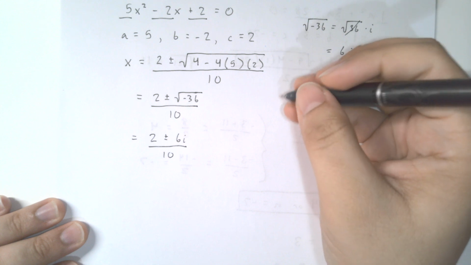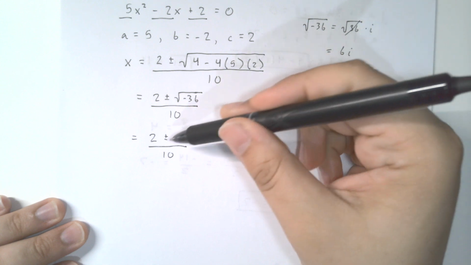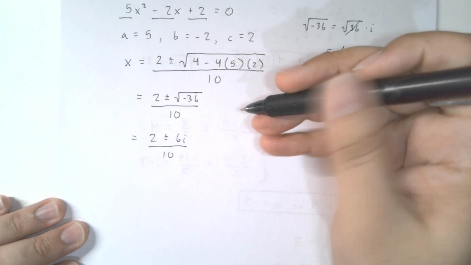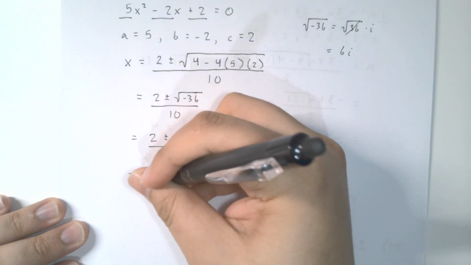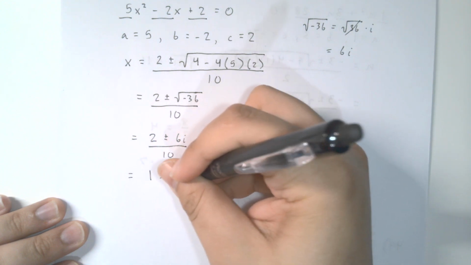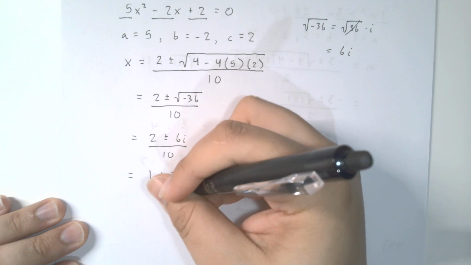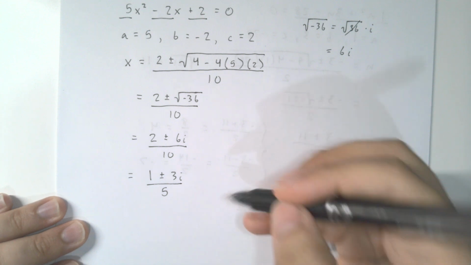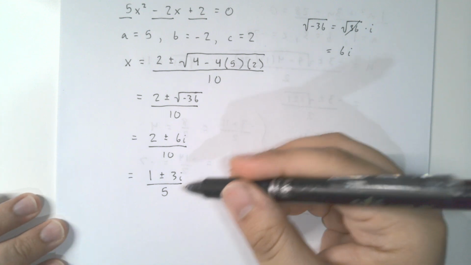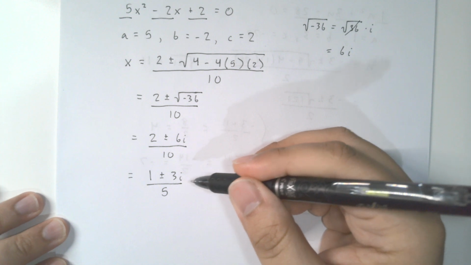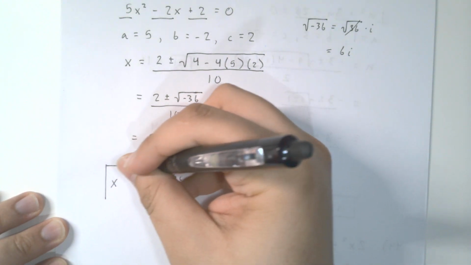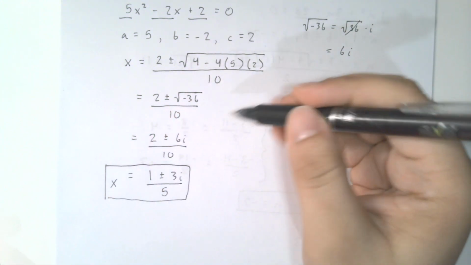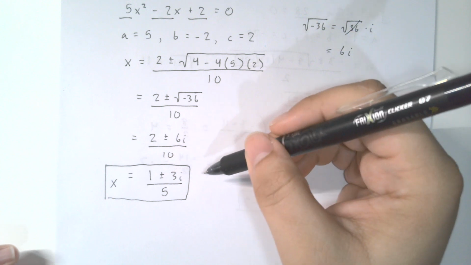So, last thing we want to do is check if we can divide any of these numbers by some number. So 2, 6, and 10 are all divisible by 2, which means we have 1 plus or minus 3i over 5. So while this one doesn't have any square roots in it, it does have an i. So just like before, there's no real reason to separate this out into two separate answers. We can just keep it as plus or minus and be done with it.